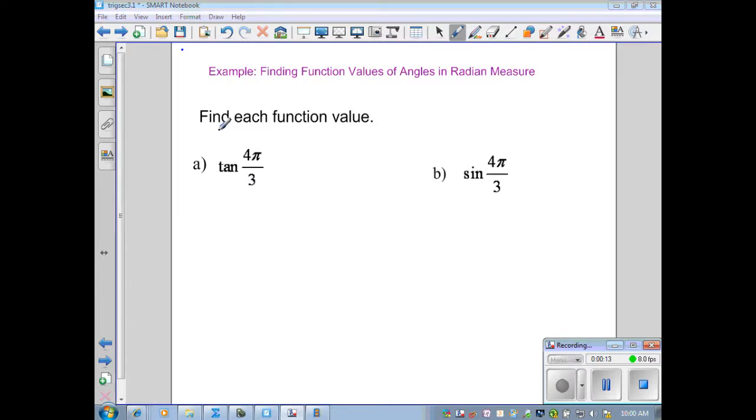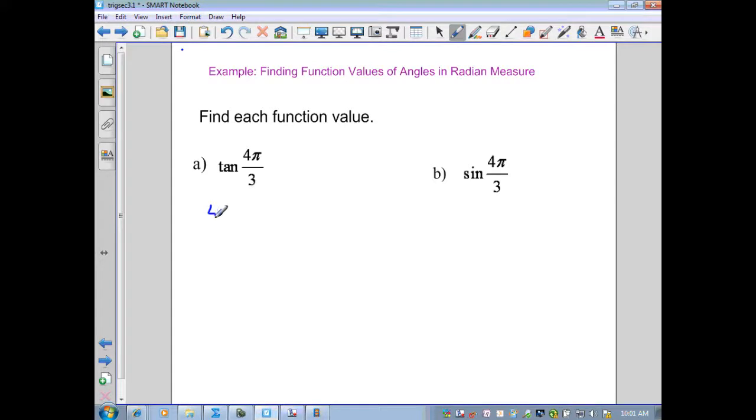Here, these problems ask us to find each function value. The first problem gives us tan of 4 pi over 3. We can find the value of tangent if I know the degree, but in this situation they give us a radian value. But I can convert the radians, 4 pi over 3, into degrees by multiplying by 180 over pi. I can then simplify this to get 240 degrees. So now what I'm solving for is the tangent of 240 degrees.